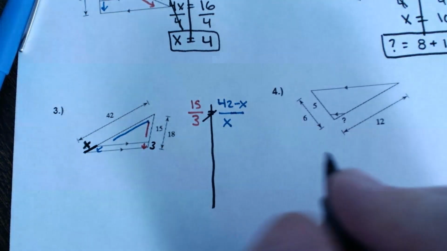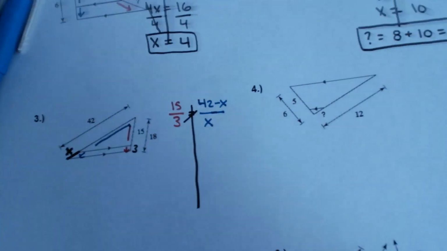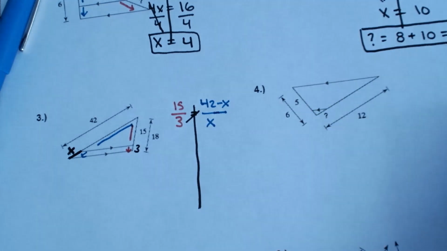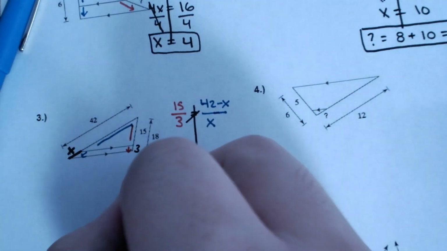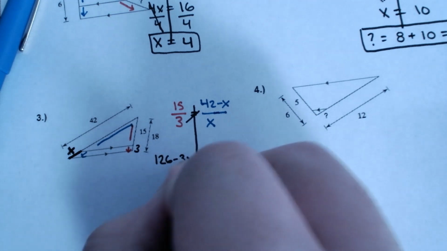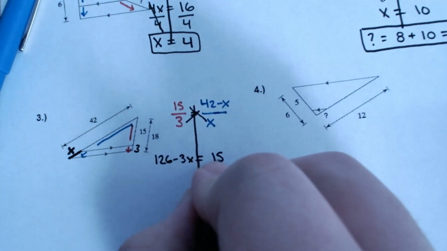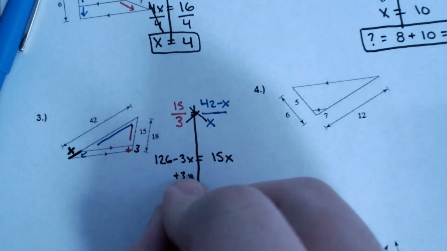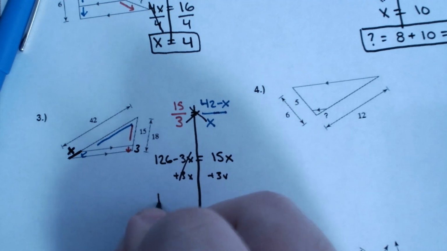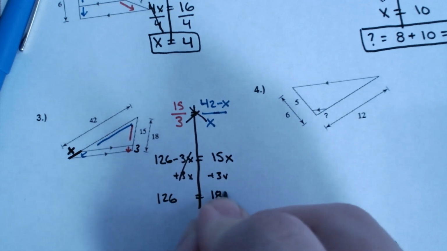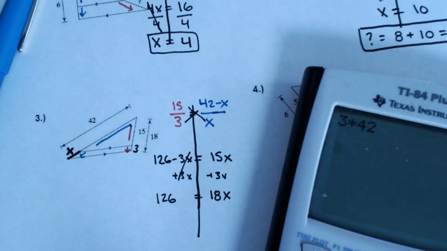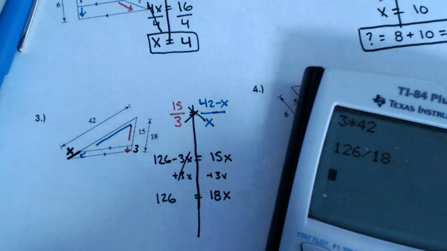Ooh, 3 times 42 minus x, 126, is that right? So we've got 126 minus 3x equals 15x. Add 3x to both sides, 126 equals 18x. Divide both sides by 18, you get 7.